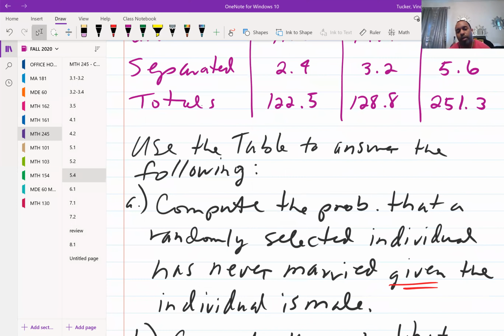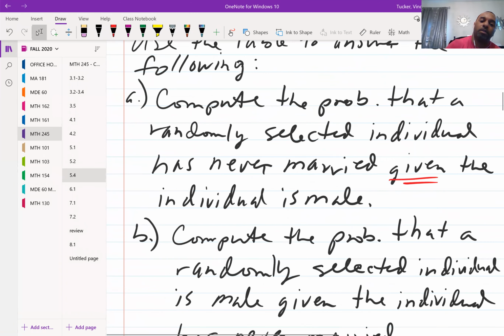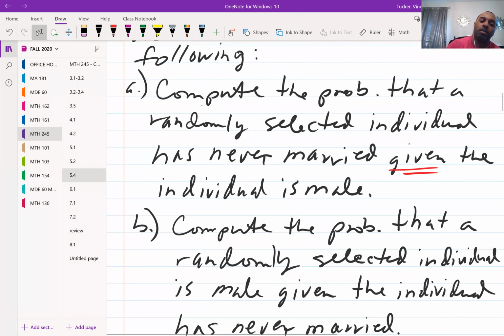So let's use the table to answer the following questions. Compute the probability that a randomly selected individual has never married, given the individual is male. Then we're going to compute the probability that a randomly selected individual is male, given the individual is never married.